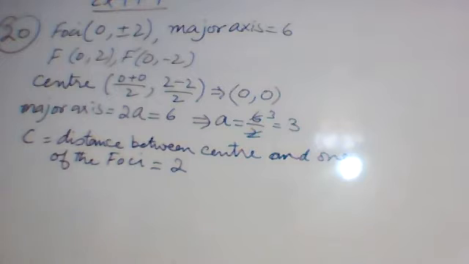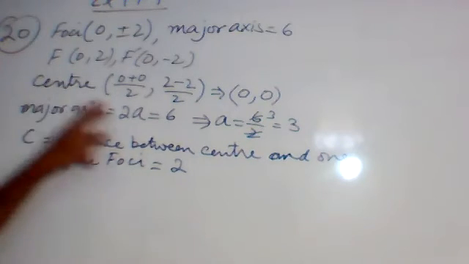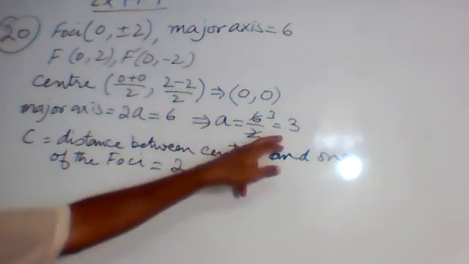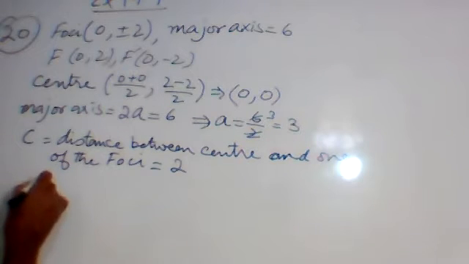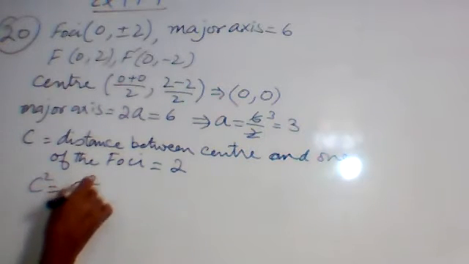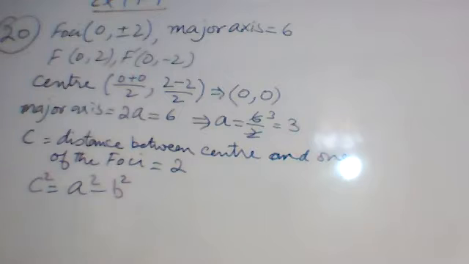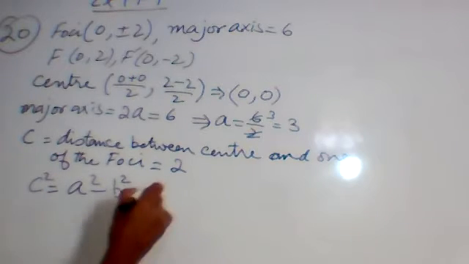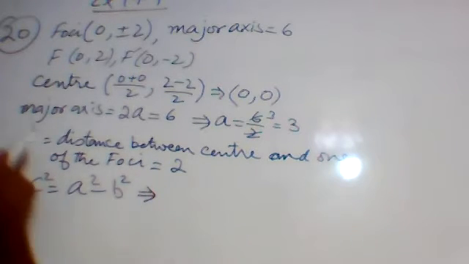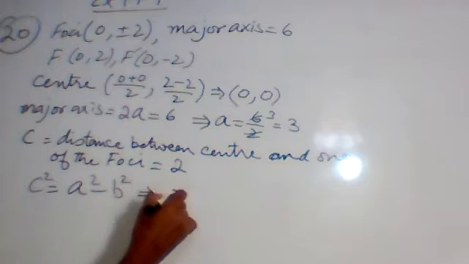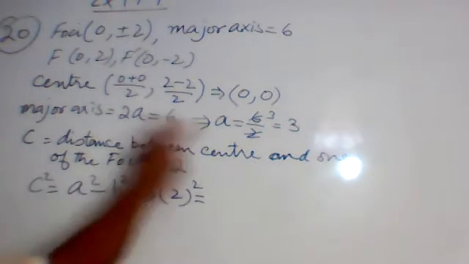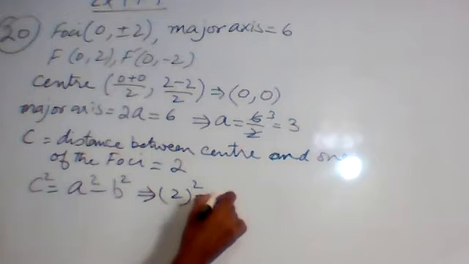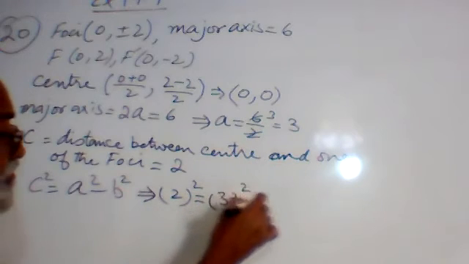So this is the value of c. This is the value of a. We will find b. c square equals a square minus b square. Put the values. c is 2, 2 square. a is 3, so 3 square minus b square.